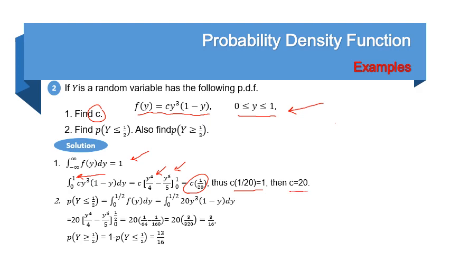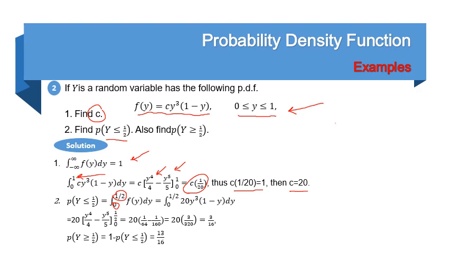In the second requirement, he is asking for the probability that y is less than or equal to a half, as you see here. In order to get this, we need to do an integration. And to get y less than or equal to a half, we need to integrate from the starting point of your variable, which is 0, up to the value you need, which is half, over the density function you have.